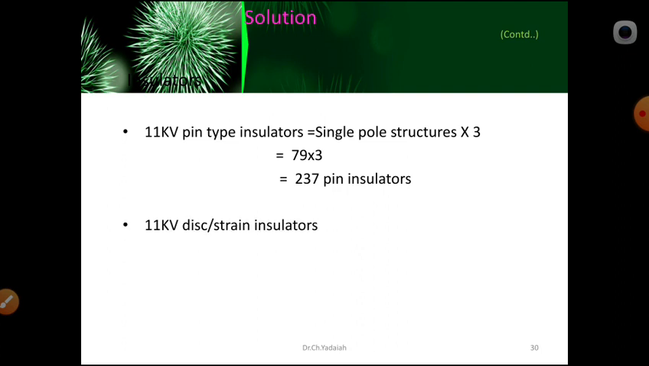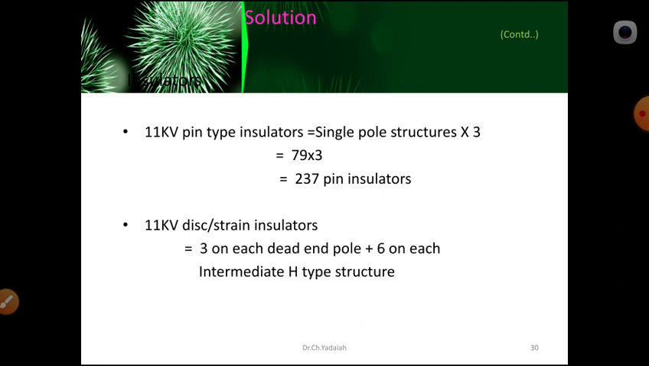Now how many disc insulators are required? The disc insulators are 3 on each dead end pole plus 6 on each intermediate H type pole. We have already seen. Now the total is 60 disc insulators. 237 pin insulators are for the normal running of the conductors, and at the corner, at the end, at a turn point, at a cut point, we are going to use the disc insulators. Nearly 60 disc insulators are required in addition to 237 pin insulators, 11 kV rating. Now we know that there are also shackle insulators.